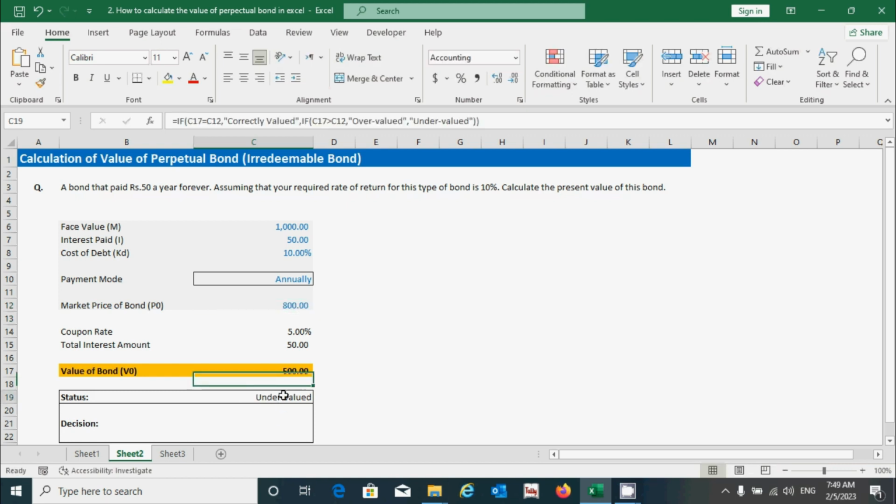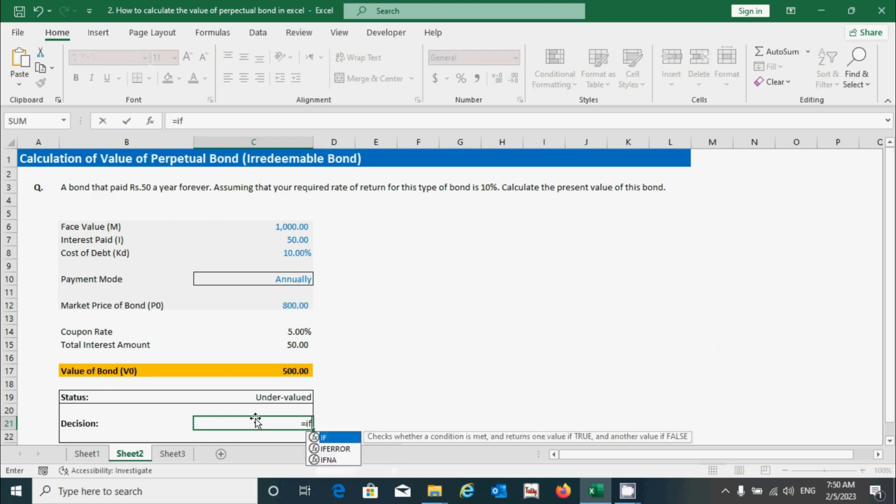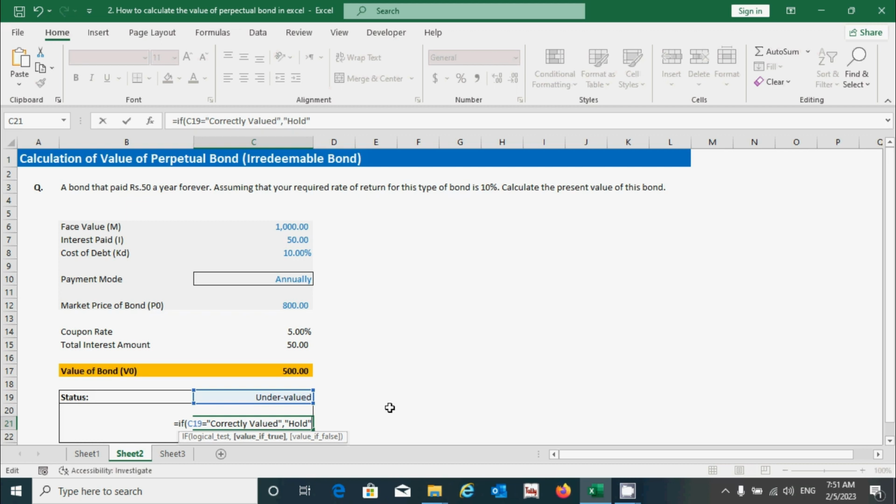Alright, now based on this status, we can interpret the decision. So here I'm also going to make the function using the IF function. So press the equal to sign, type the IF, and now select this one. If this equals correctly valued, then what will happen? Hold it. So I'm going to type hold it, or indifference, whatever you like to write, comma.